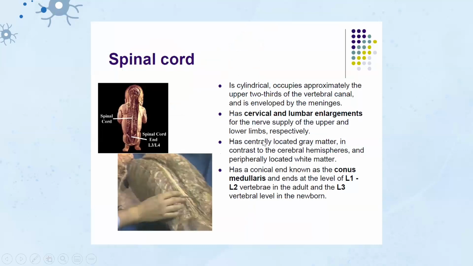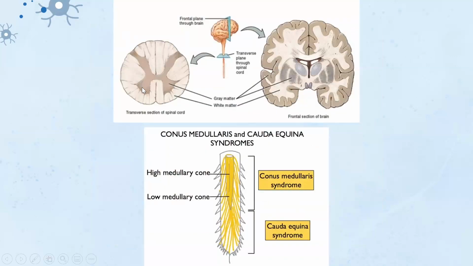It says that the spinal cord has centrally located gray matter. You can see that the gray matter of the spinal cord is in the center. However, in the brain itself, we said that the gray matter is the outer part, but the inner part is the white matter. So this is what they're referring to in that point. It means that the gray matter in the spinal cord is centrally located, but in the brain it's peripherally located. The opposite is true for the white matter. The white matter in the spinal cord is peripherally located, but in the brain it is centrally located.